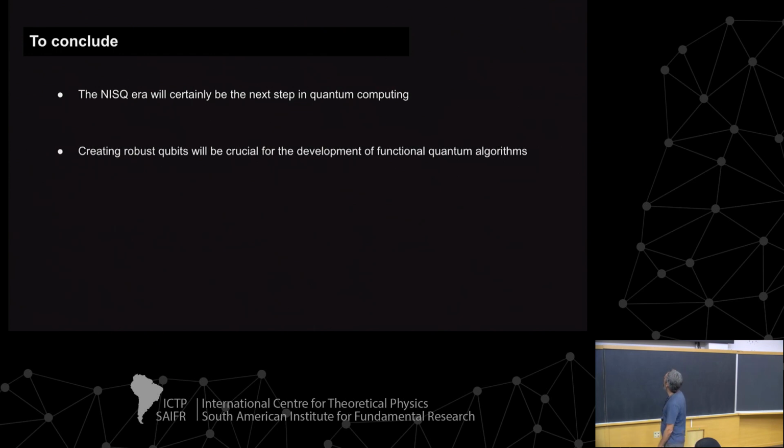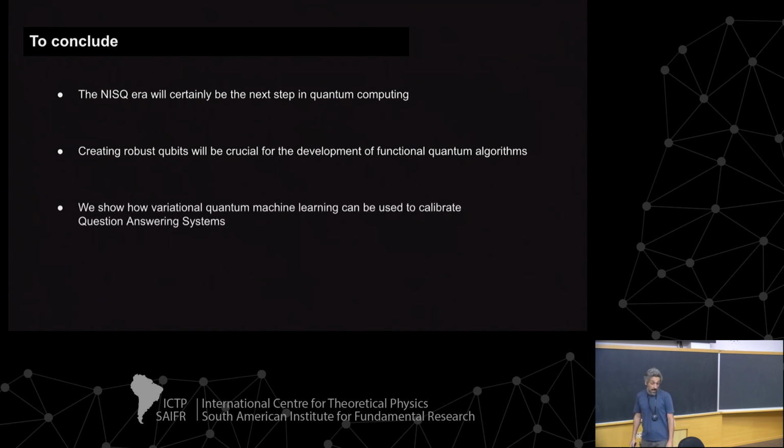Creating robust qubits will be crucial for the development of functional quantum algorithms. This is my view, of course. And what we show is that variational quantum algorithms can be used to calibrate question-answer systems.